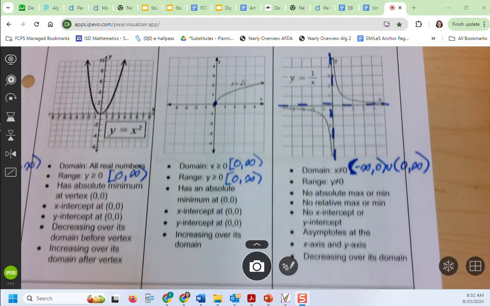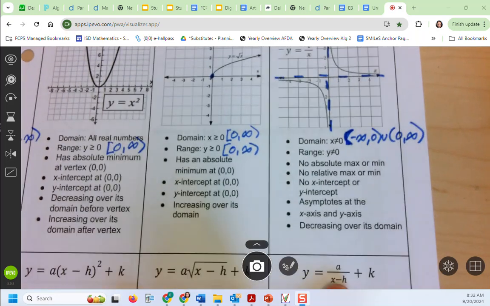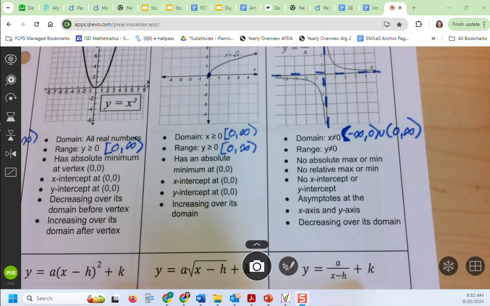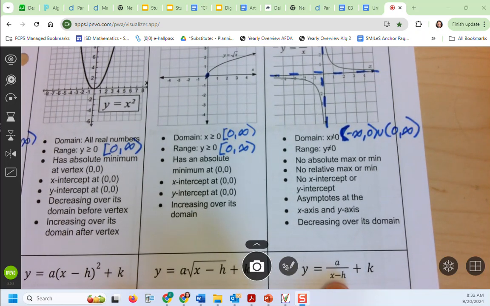And then at the bottom, we have the equations. Now, we're going to need these equations because we're going to be graphing and writing equations using these formats today.